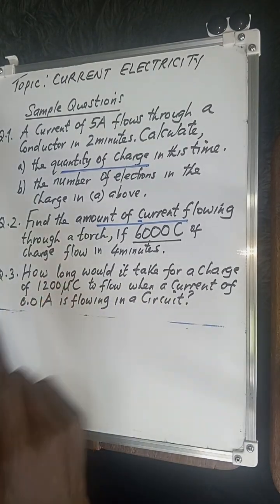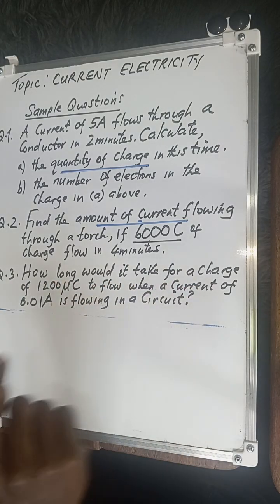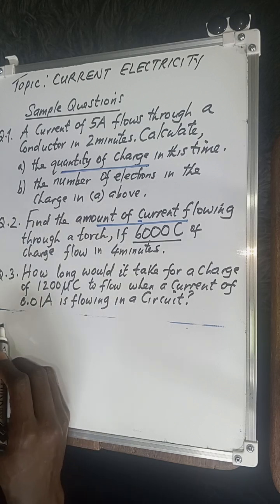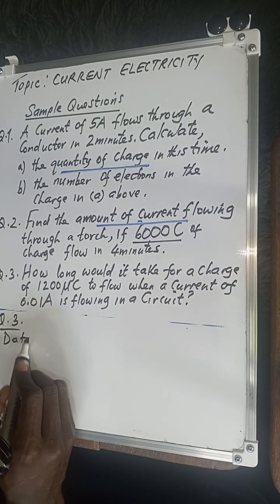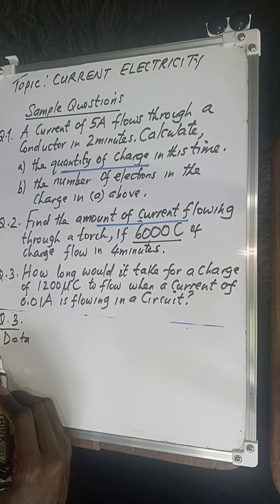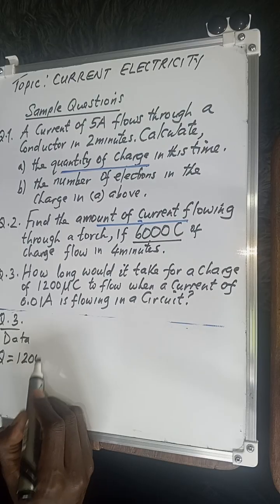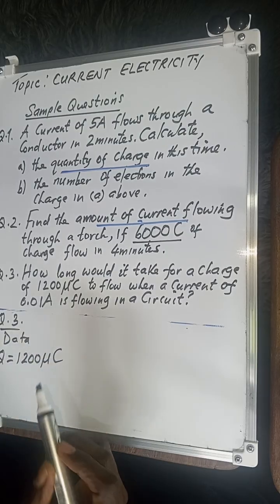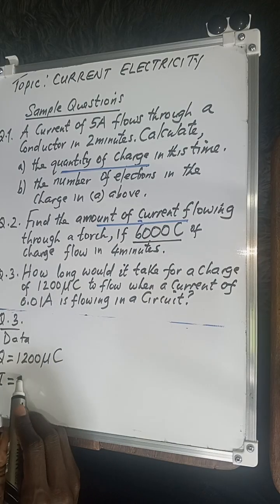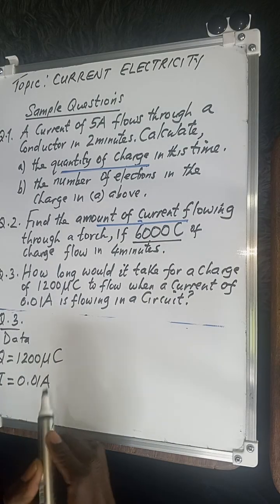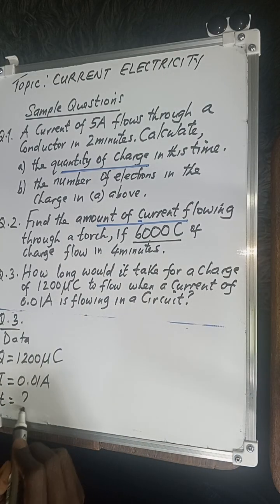It says, how long would it take? So this question is asking us, according to the data that we have, how long would it take for a charge of 1,200 microcoulombs to flow when a current of 0.01 amps is flowing in a circuit. So they're asking you to find the time.